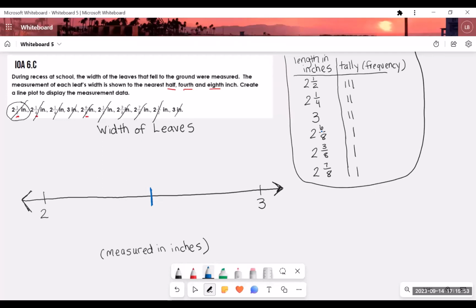It would be directly in between 2 whole inches. If we have 2 inches and 3 inches, then this halfway point would be the 2.5 mark. Then students also measure to the nearest 1/4 inch. I'm going to color code my fourths in red.